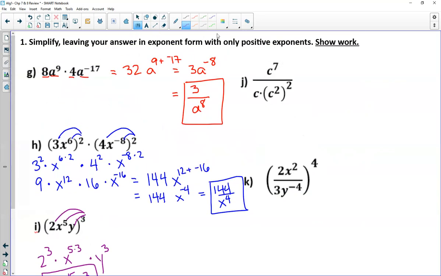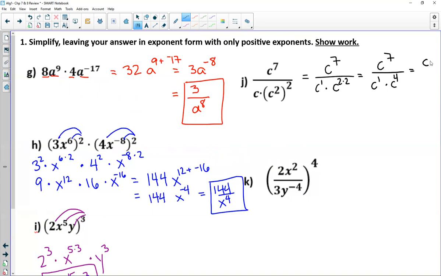Okay, looking at our part J, let's go ahead, keep our numerator alone. So we have c to the 7th. Let's simplify our denominator first. I'm going to have c times c squared to the 2nd power. This is going to be c to the 2 times 2. This will be to the 1st power. So I'm left with c to the 7th over c to the 1st times c to the 4th.